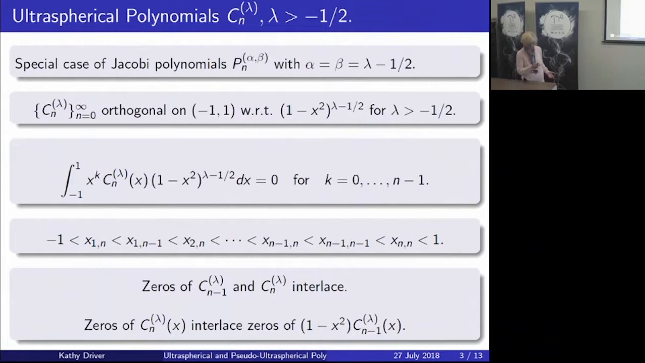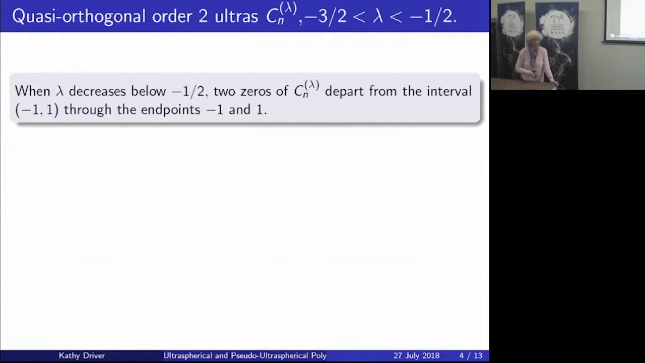This orthogonality only holds, the integral only converges, if lambda is greater than minus a half. So what happens as this parameter decreases below minus a half? Greater than minus a half, it's a wonderful sequence and we know everything about it. What happens now is two zeros depart from the interval through the endpoints. Okay?